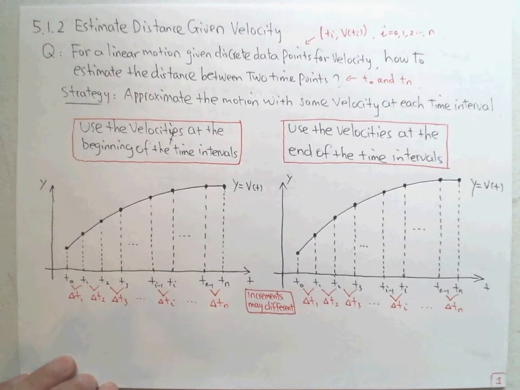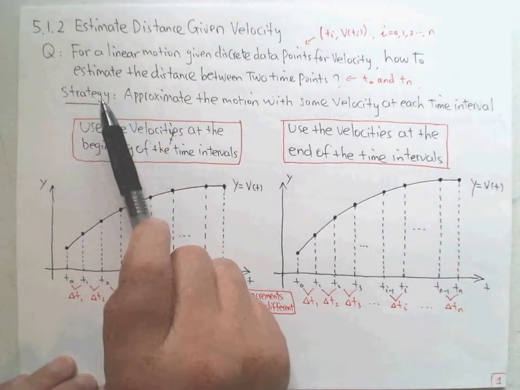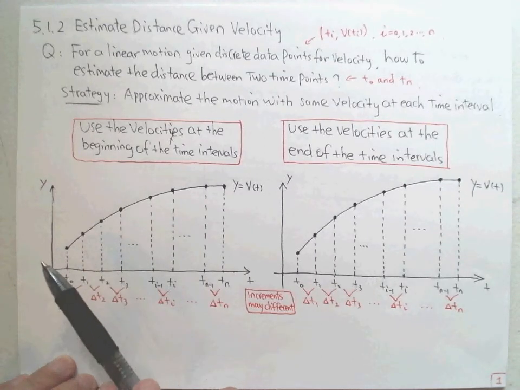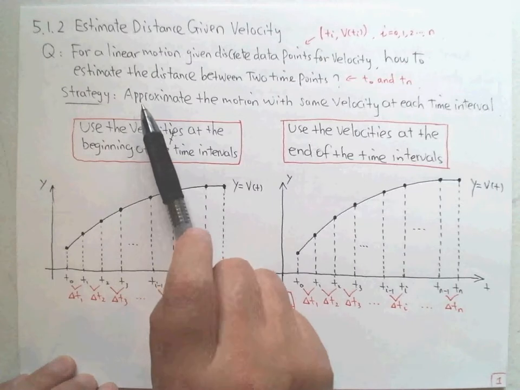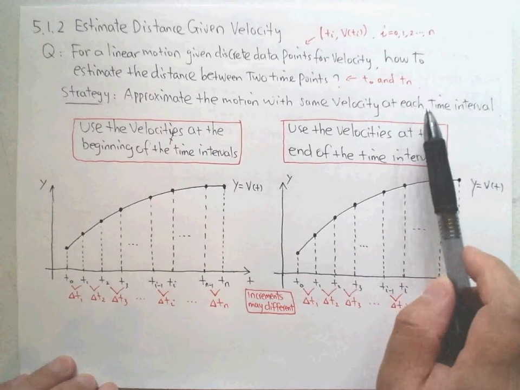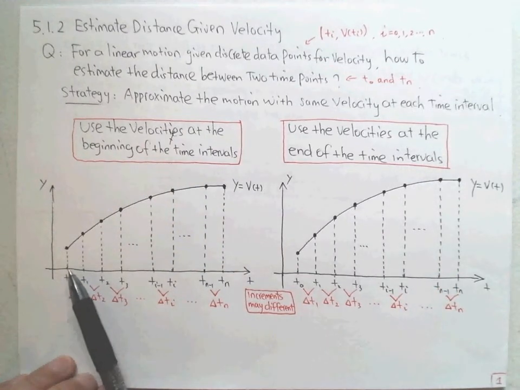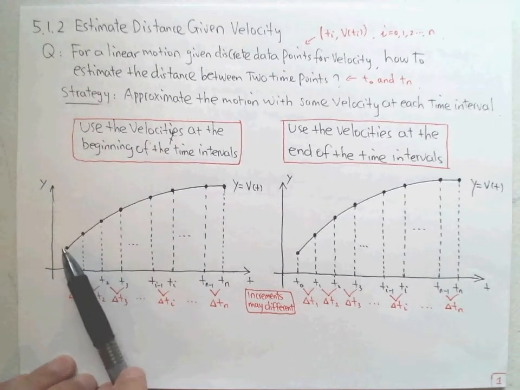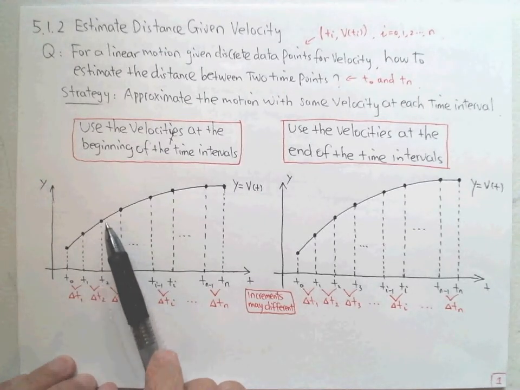This is a classical problem in history, and the classical strategy is here. Because the velocity changes, it's not easy to find the distance the particle moves. So we can make an approximation: we approximate the motion with the same velocity in each time interval. In the first interval, t0 to t1, the particle changes velocity, but we can approximate that the velocity stays stable, with no change, in each interval.